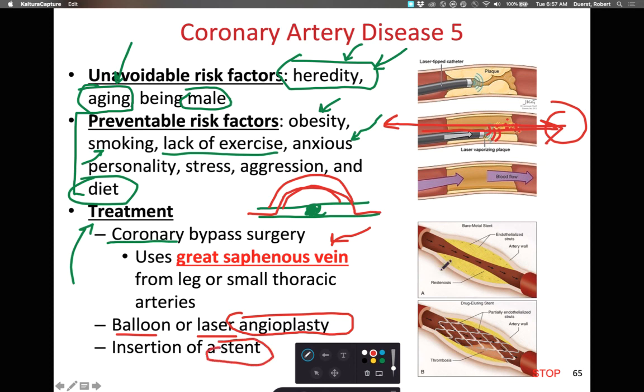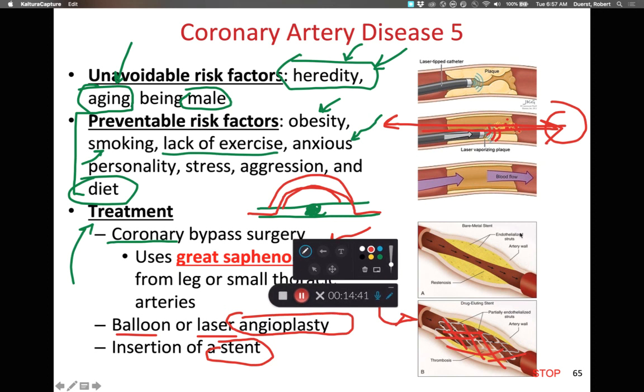And a stent is shown down here. This stent is the insertion of a mesh that holds the artery open. It forces the lumen open so that we can have an increased rate of blood flow.